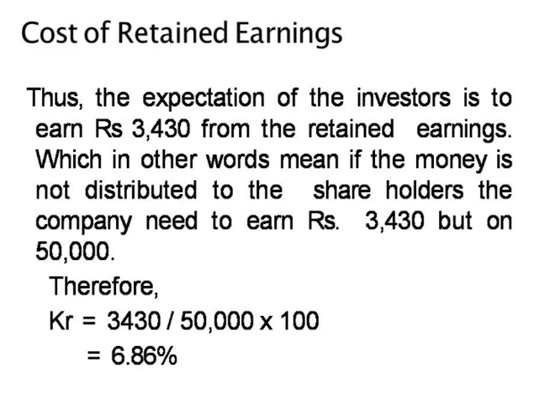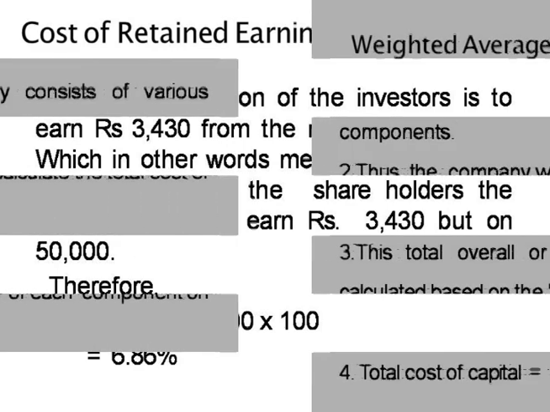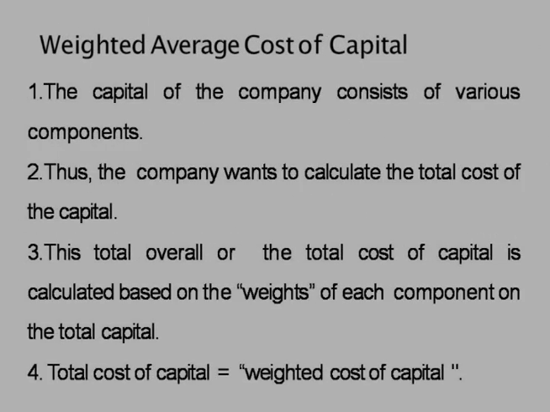Now come to the last cost, that is weighted average cost of capital. The capital of a company consists of various components, for which we have already seen such costs. Thus the company wants to calculate the total cost of capital. This total overall cost of capital is calculated based on the weightage of each component. So the total cost of capital equals the weighted cost of capital.